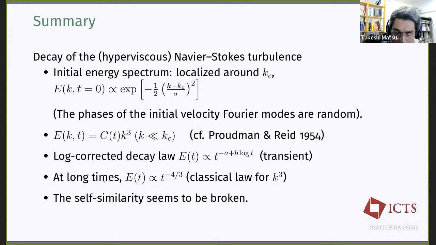And for large times, the behavior of the total energy is getting closer to the classical pure power law. And this exponent is identical to the classical phenomenological result for the k to the third decaying case. And I showed you some numerical data which suggests breakdown of the self-similarity. Okay, so this is the end of my talk, and thank you for your attention.